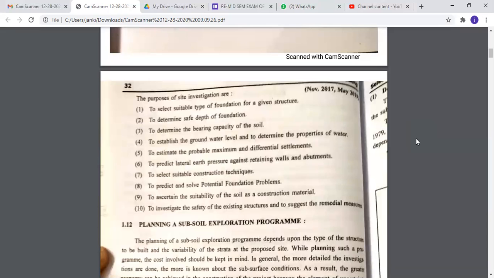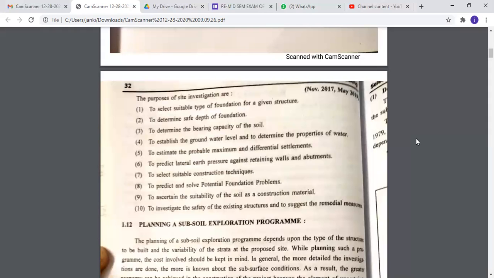Right? So the purposes of the site investigation are, first, to select a suitable type of foundation for a given structure, and second, to select a suitable construction technique.